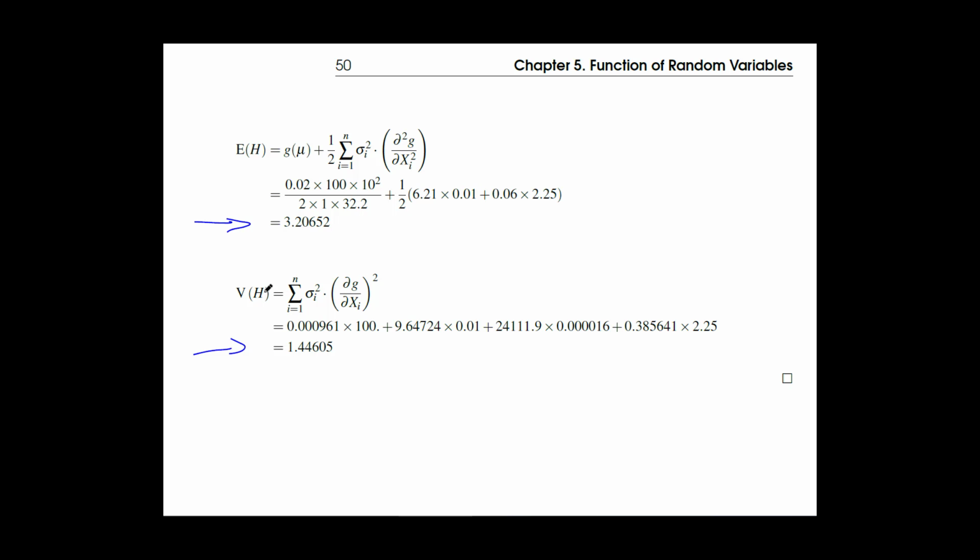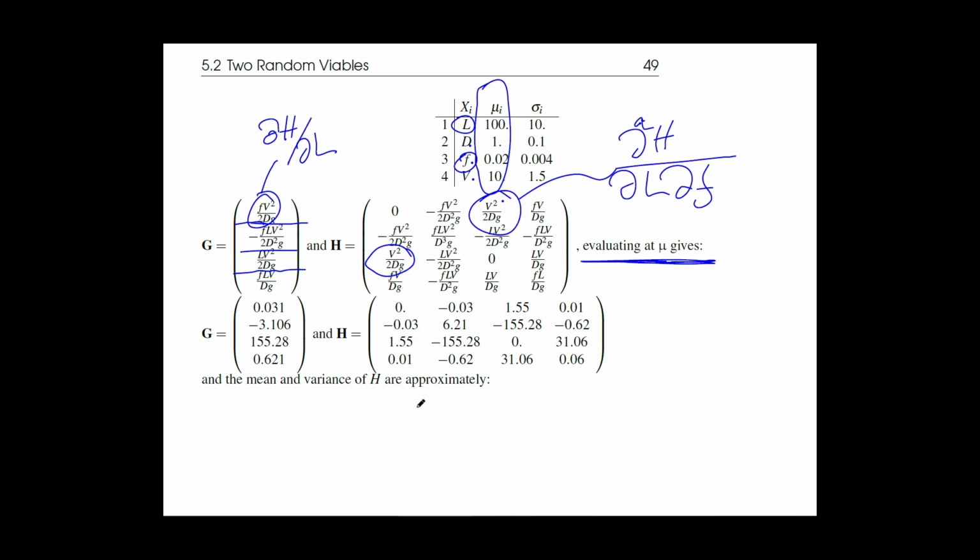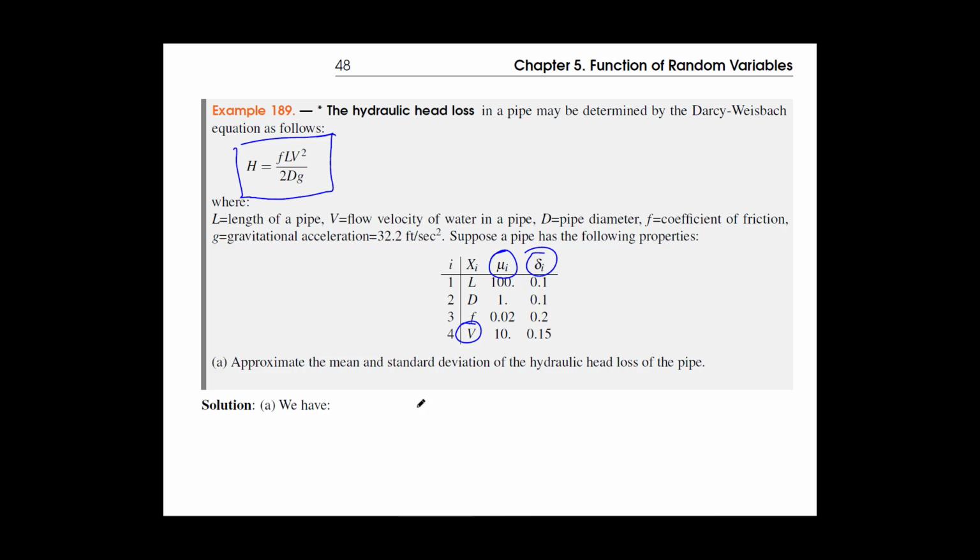Then a typical question would be: what is the probability? So that's part A. Part B is, what is the probability that H is greater than, let me say 4, just to say something. Here's where you wave your hands. We don't know the exact distribution of H, so we can only approximate it. What would be a good approximation that you can do based on this formula?